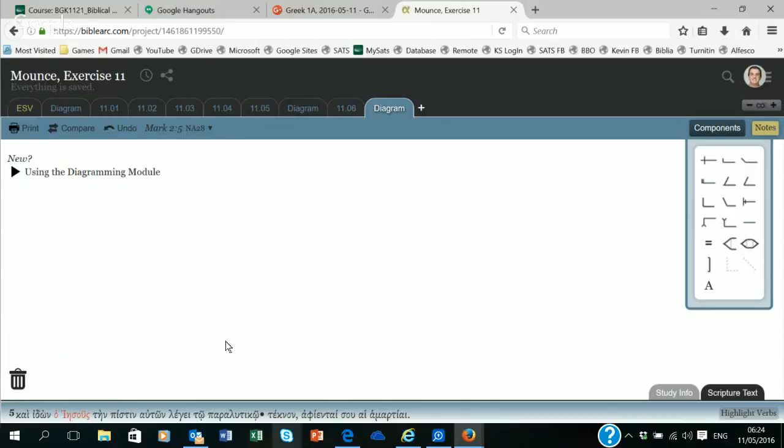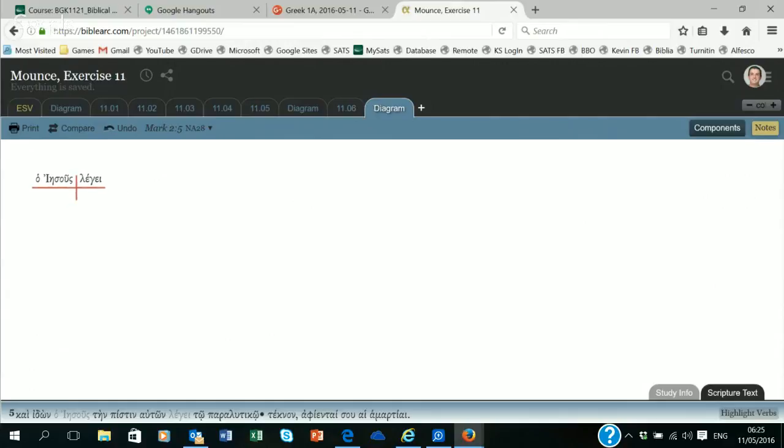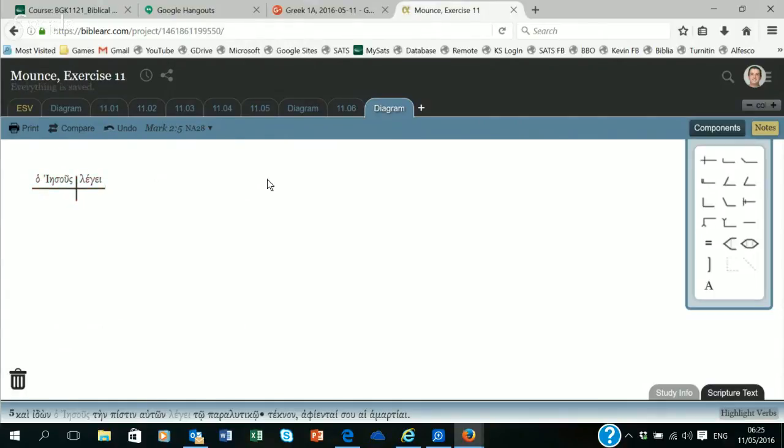So we've got two clauses again. The second one here is in direct speech. So it's a new sentence that's part of direct speech. Fairly easy to identify. Our subject is ho Iesous, and our verb is legei in the main clause. So let's take those two elements. They form our initial baseline. So we're going to have ho Iesous legei.